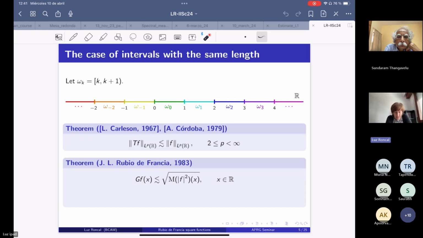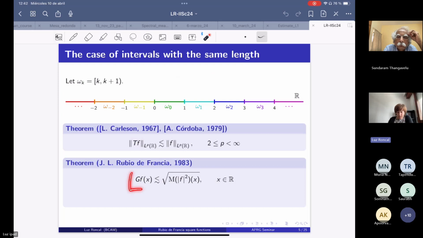This result was revisited by José Luis Rubio de Francia in 1983, and it's a beautiful work. He gives a lot of insight about what is going on behind this operator. In order to prove the same result, he finds a very nice pointwise inequality. Remember, I use T for the rough operator, and G is the notation for the smooth operator.